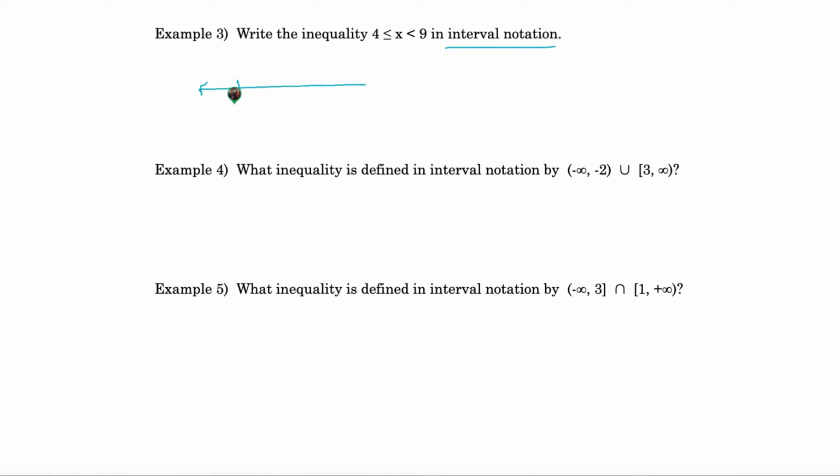I've got 4 and I've got 9, where 4 is included because it's less than or equal to, and I have 9, which is just less than. And x has to be somewhere in between here. And that certainly helps me write the interval itself. So let's say our set A is equal to 4 included all the way through 9, which is excluded. And now we've written it in interval notation.